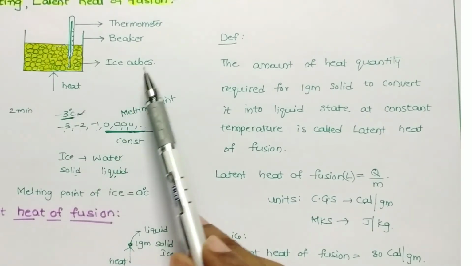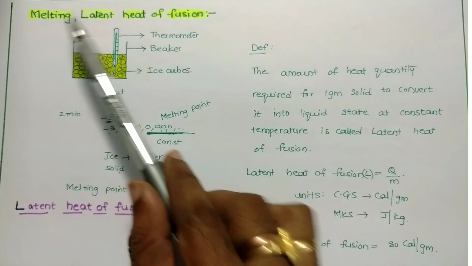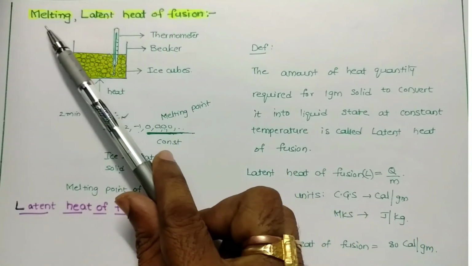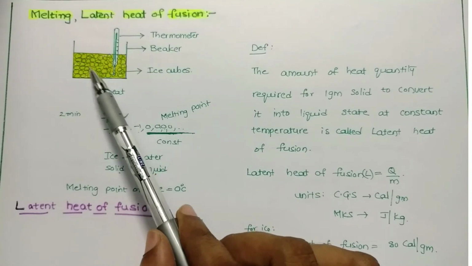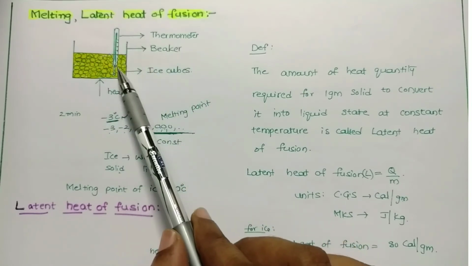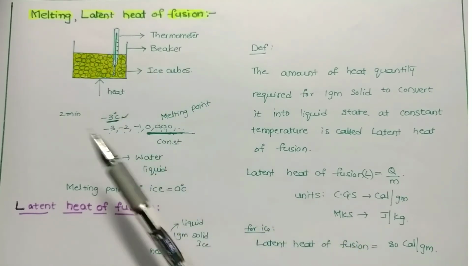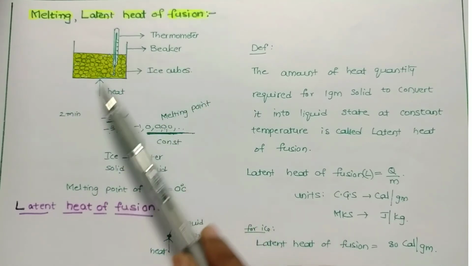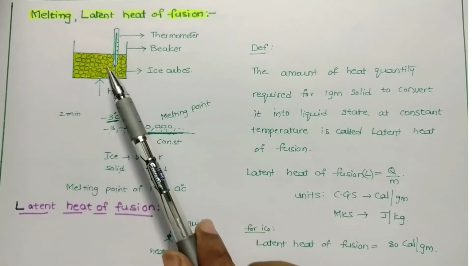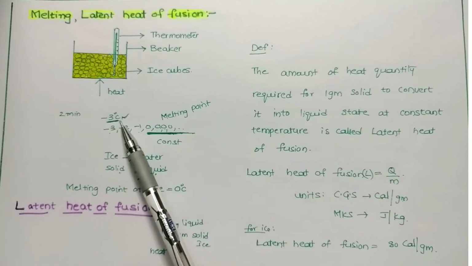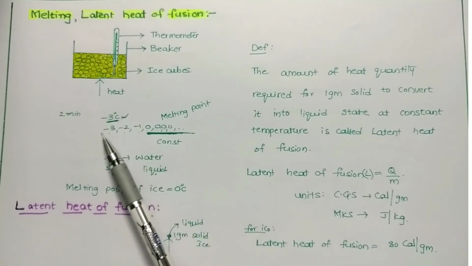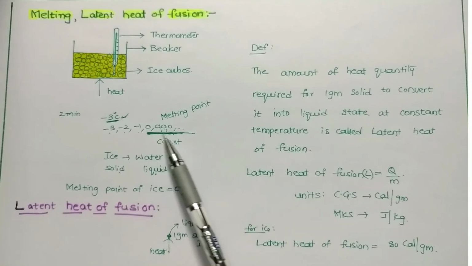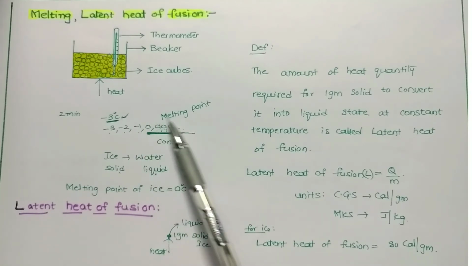So what we have learnt in this session is melting and latent heat of fusion. To know the concept of melting, we have to take one beaker and add some ice cubes to it, place one thermometer into it and heat the ice cubes, and note down the reading of the thermometer every 2 minutes. Let the temperature of the ice cubes be -3 degrees centigrade, and when we are supplying heat, the temperature of ice cubes increases and attains one particular constant temperature, that is 0 degrees centigrade.